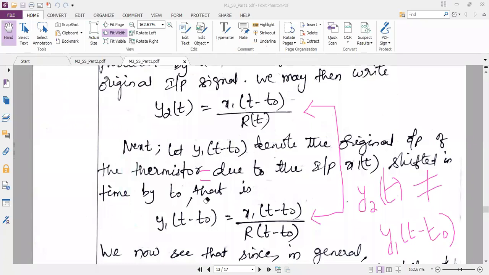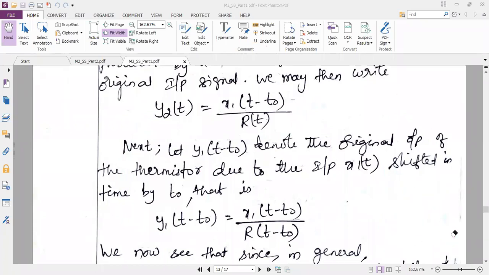So there are chances that you may get the prescribed book problems in the exam. So I have solved these two problems. So now the last property left is the linearity property.